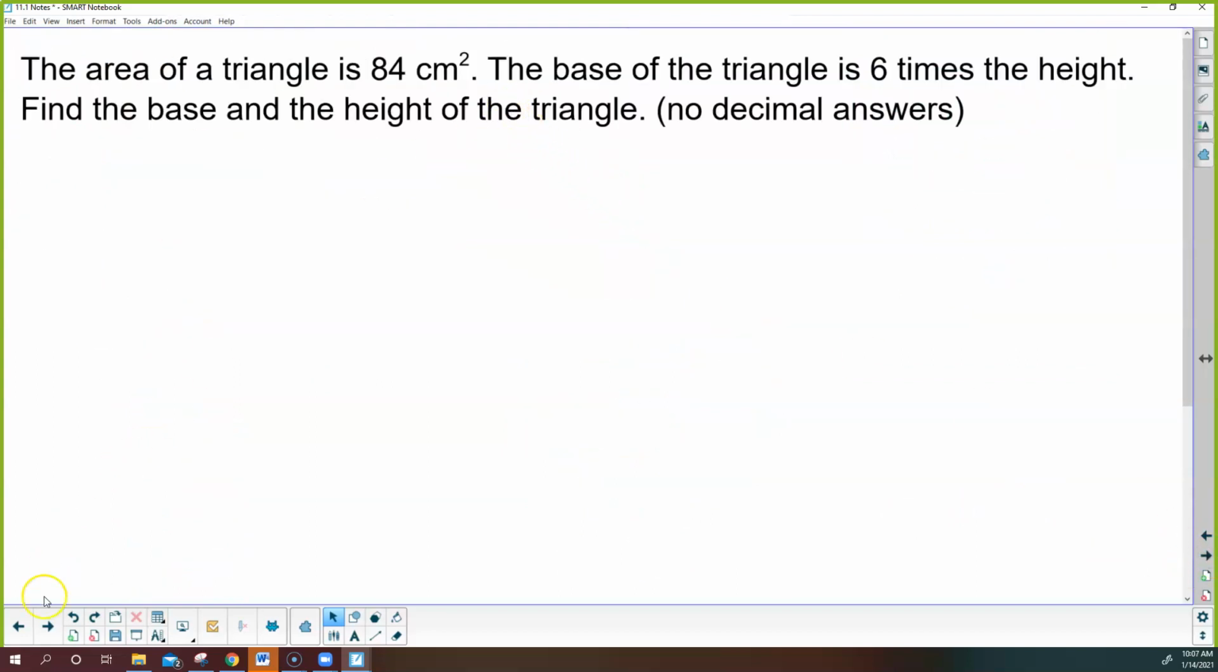Here's another problem. I'm going to pause the video. I'd like you to read this and do your best at this problem. We're going to go 2 minutes on it. My advice for you is draw a picture. Okay? See how far you can get, and then we'll go over it.